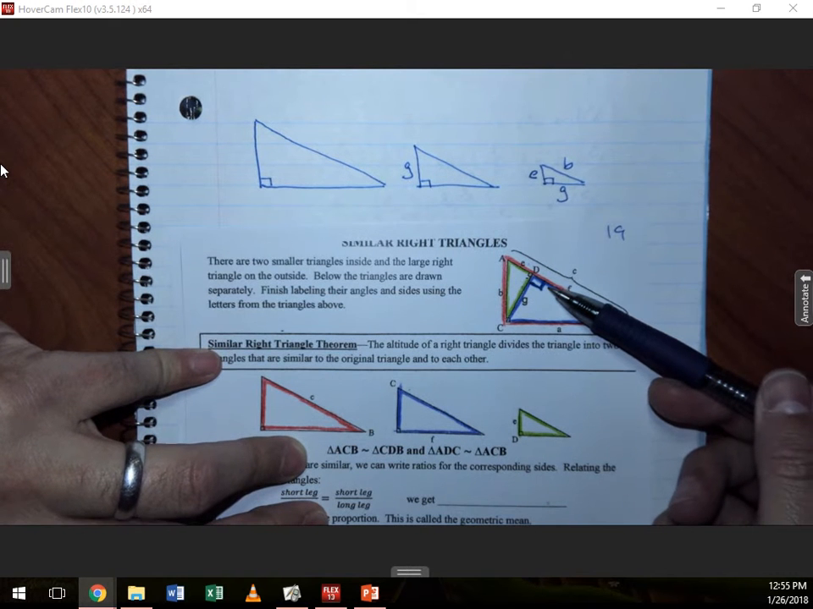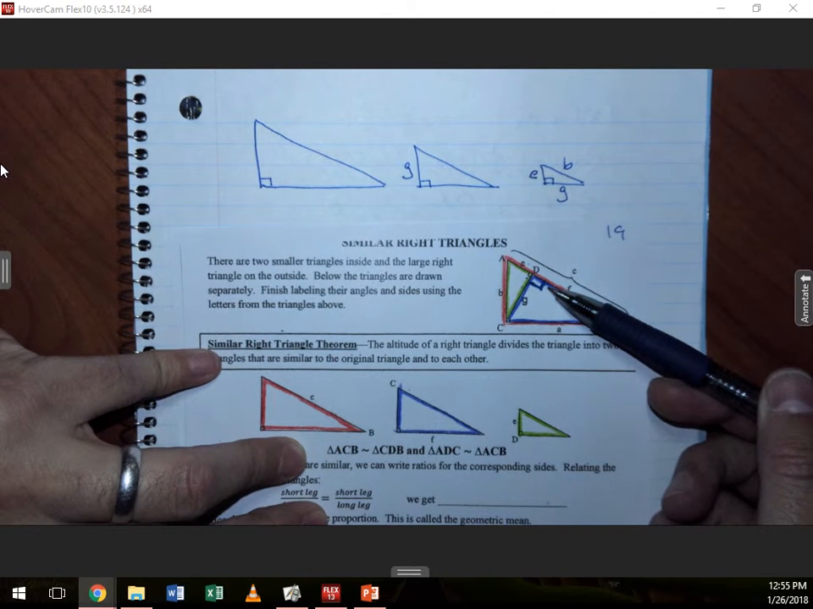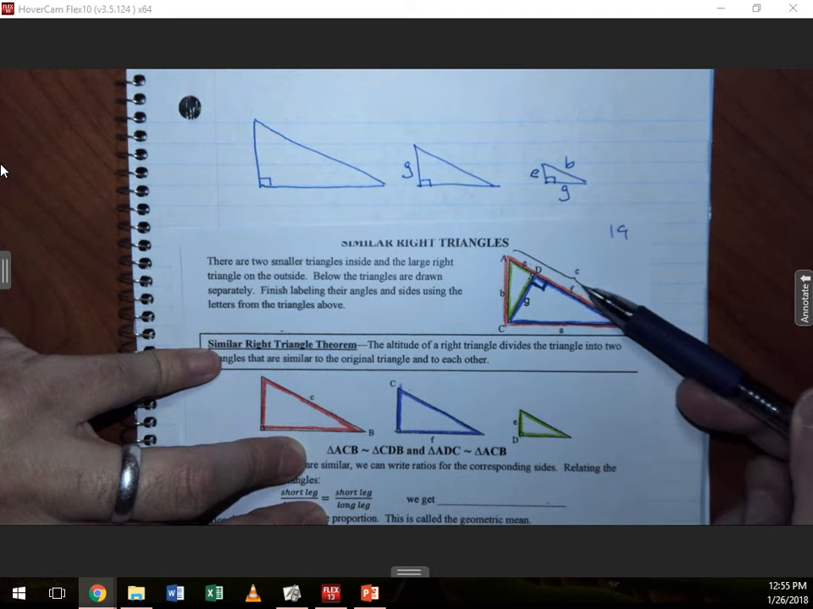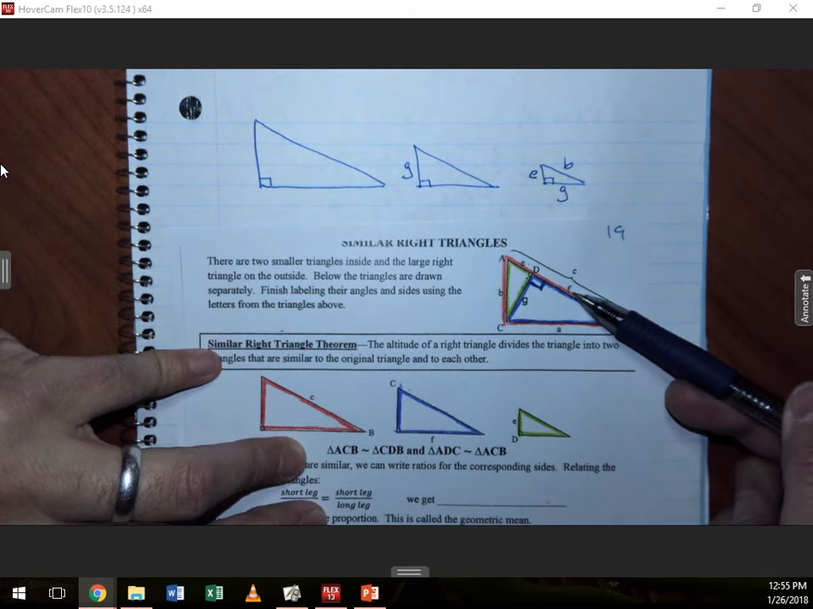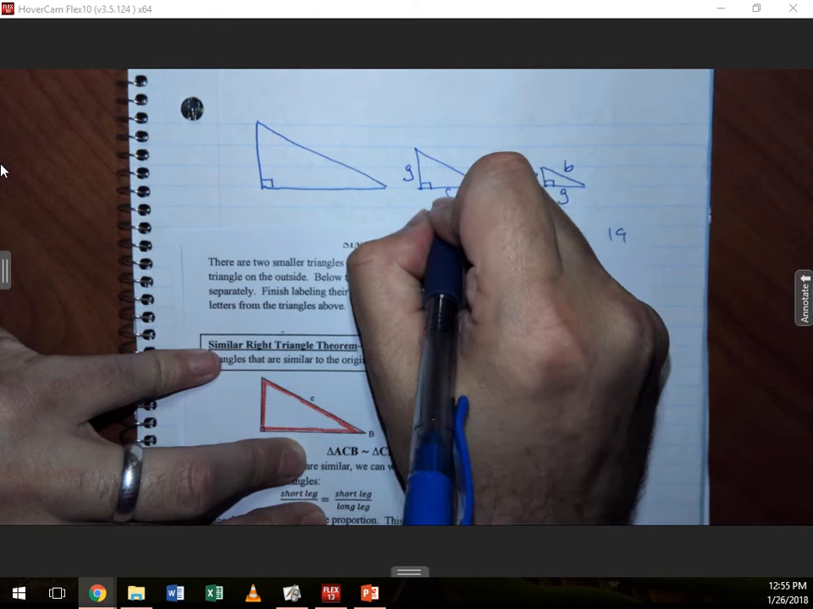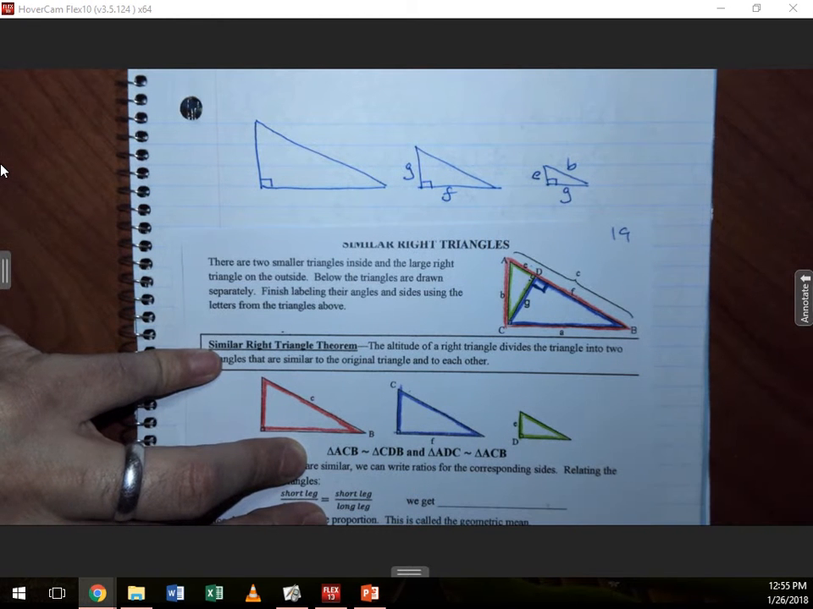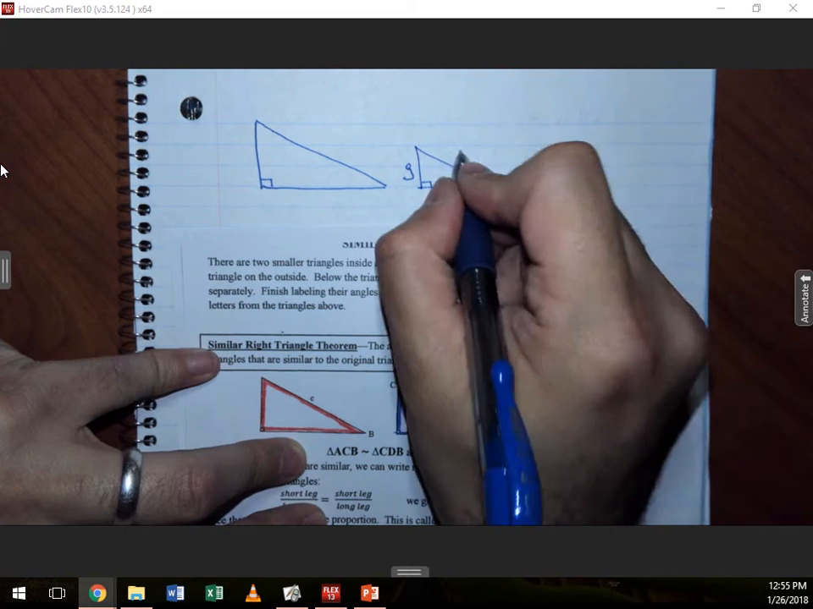So I have this is my right angle, right? So that means that my long leg is going to be over here, and that's going to be F. So I'm going to put F right there. And then my hypotenuse is A. Very good.